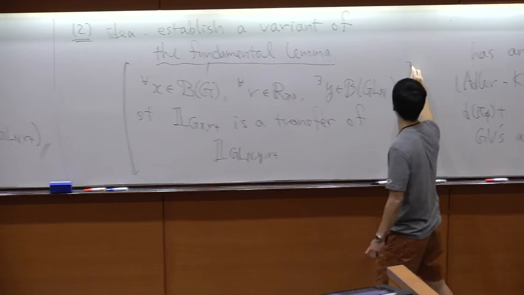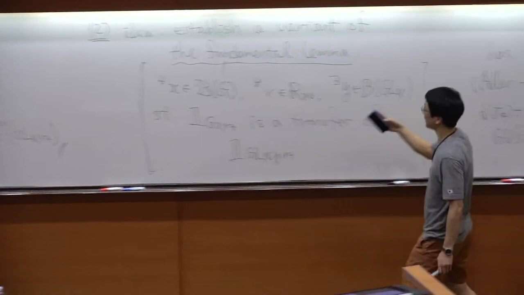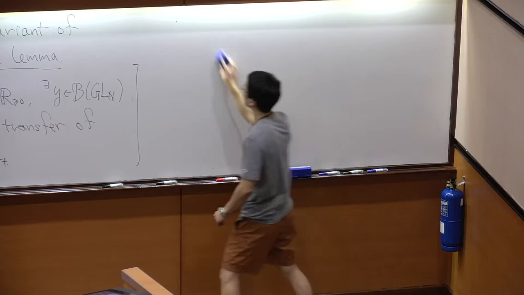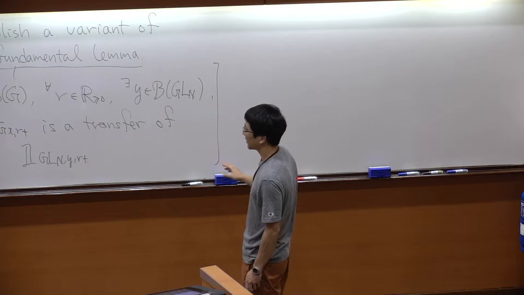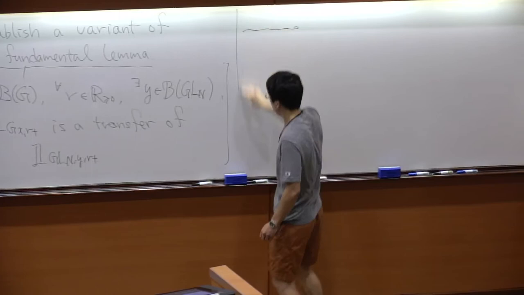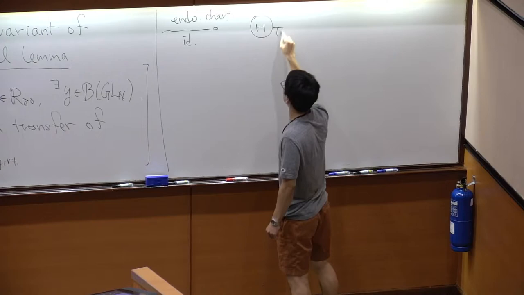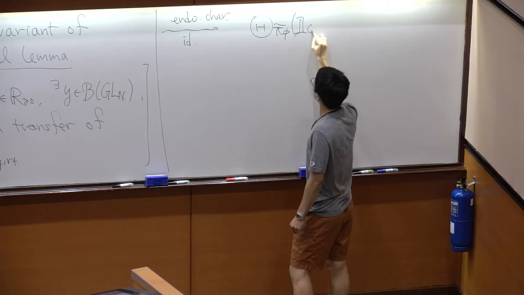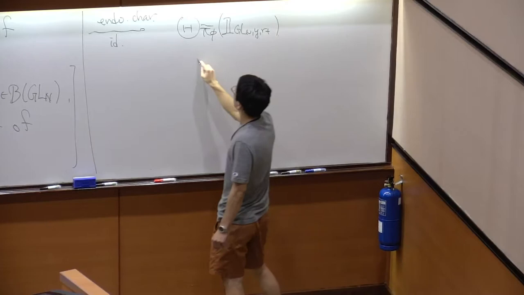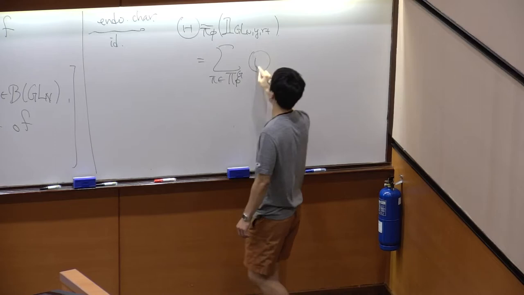So let's consider what happens if we admit this statement. If we can show this, then we consider the character identity for these test functions. By using the endoscopic character identity, we get the following equality. The twisted character of pi phi at the characteristic function of GL n y r plus is equal to the sum of the characters at this function.